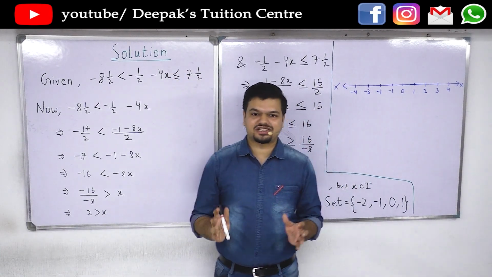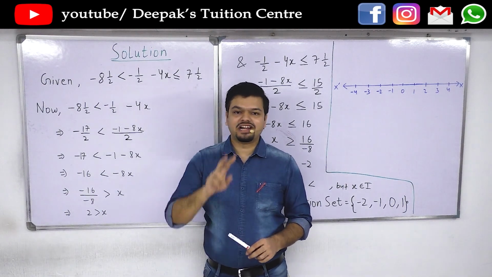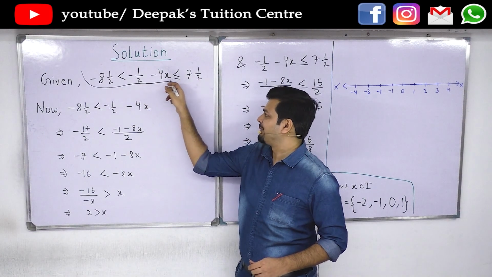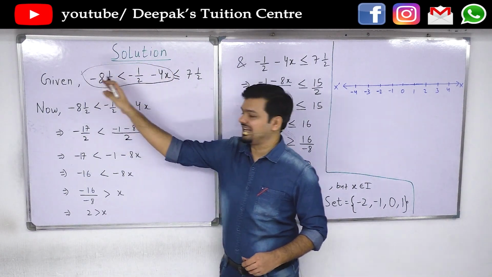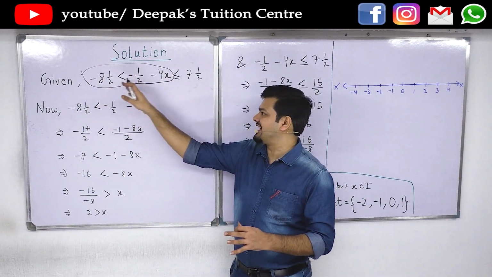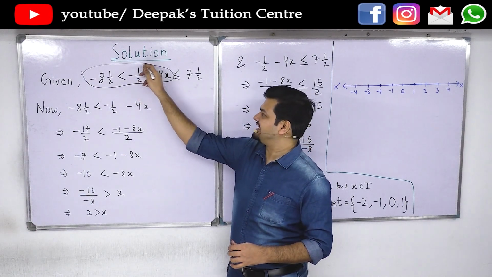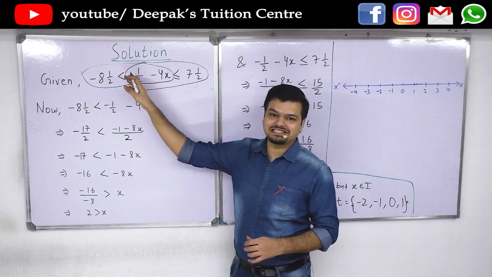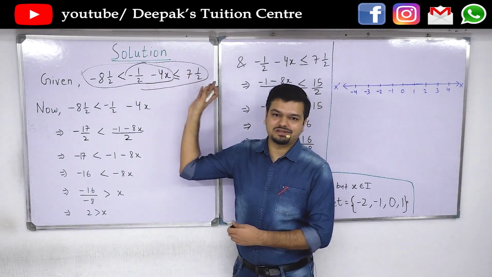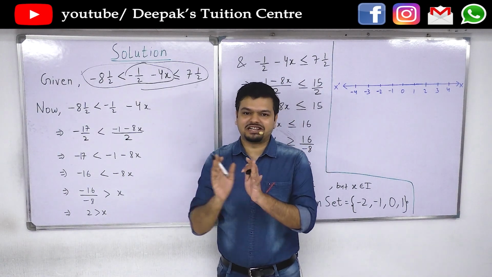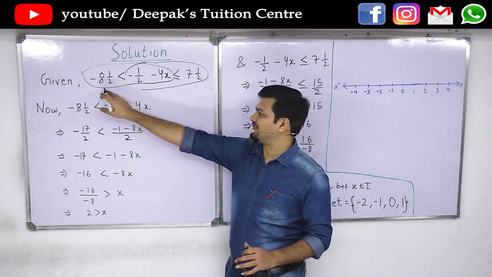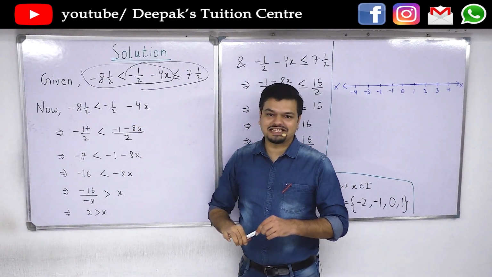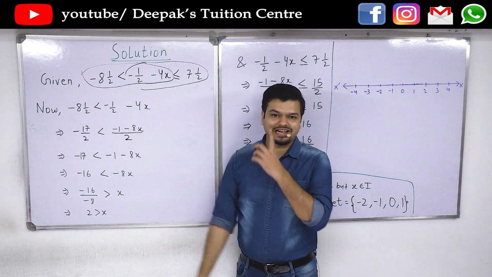This single inequation can actually be broken down into two different inequations. This is the first inequation, where something is less than or equal to something, and this will be the second inequation, where something is less than or equal to something else. So basically we'll consider these two as separate. First, we'll take the first one: -8.5 is less than or equal to minus half minus 4x.